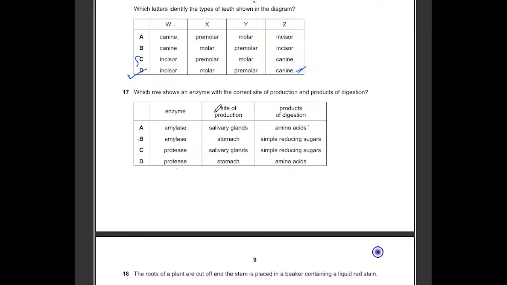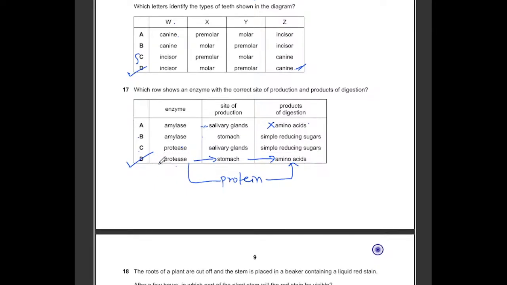Protease, enzyme, production site. But here amylase is stomach, no. Protease in a salivary, no. Amylase salivary, this is amylase, can be there by salivary gland, but it doesn't produce digestion of amino acid, no. Protease is there, stomach is there, and protease works on protein and it produces amino acids. So this is the correct one. The production site is stomach, and protease works on protein, and proteins are further digested to produce the simple molecular form, amino acid. So D is the correct one.